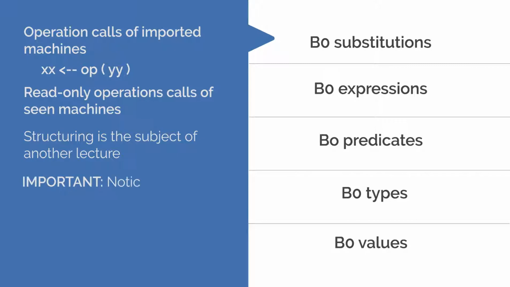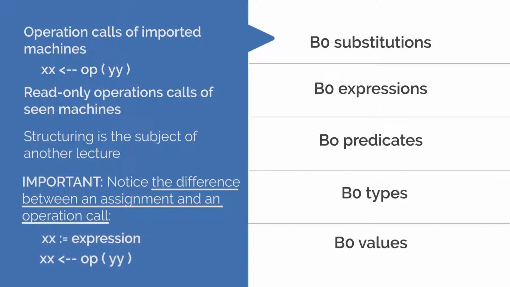It's very important to notice the difference between an assignment and an operation call. Notice here on the screen an assignment. It's XX receiving, so we have colon equals expression. So XX receives the value of that expression. But if we have an operation call, then XX left arrow OP and give the argument YY. So assignments use colon equals, and operation calls to assign to a variable use the left arrow.